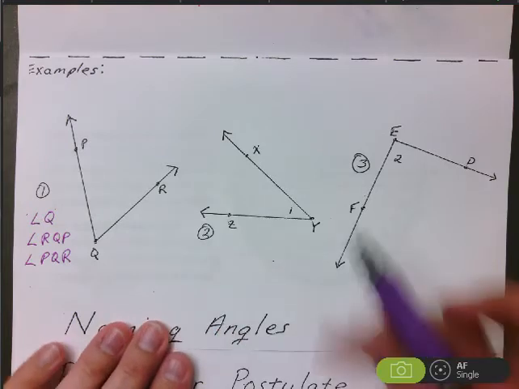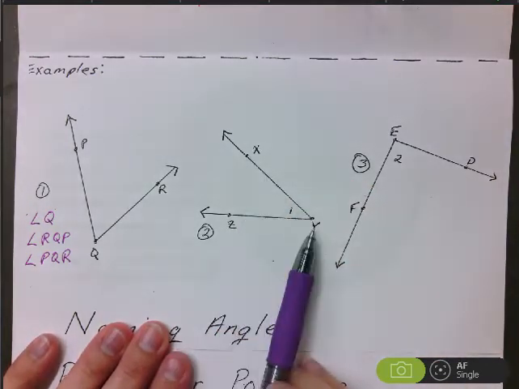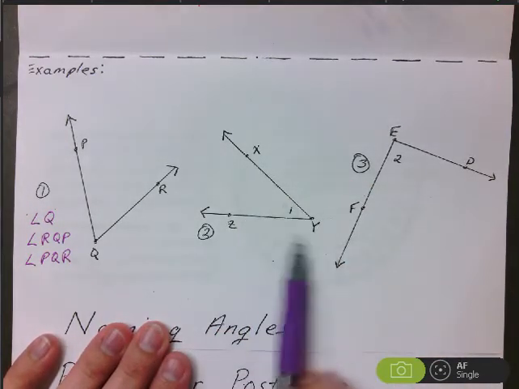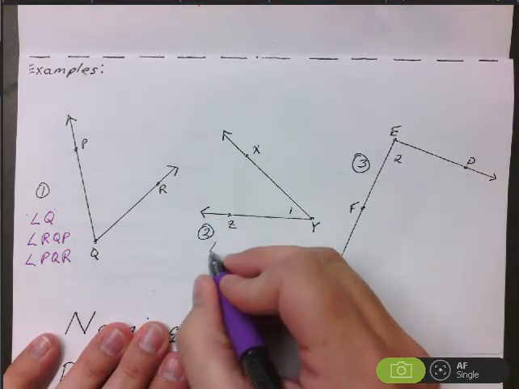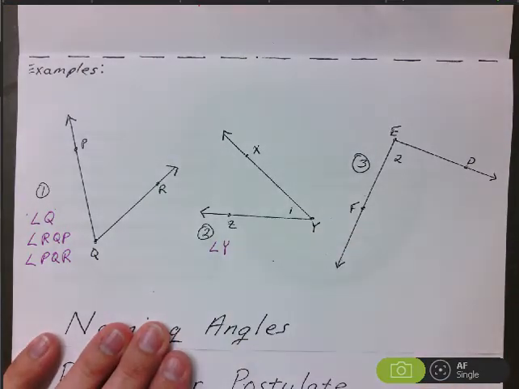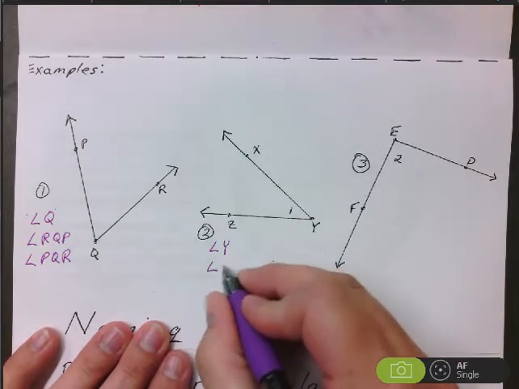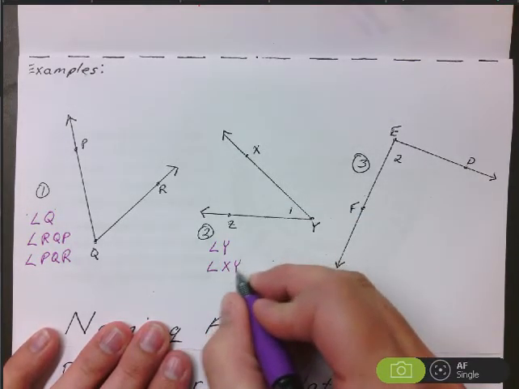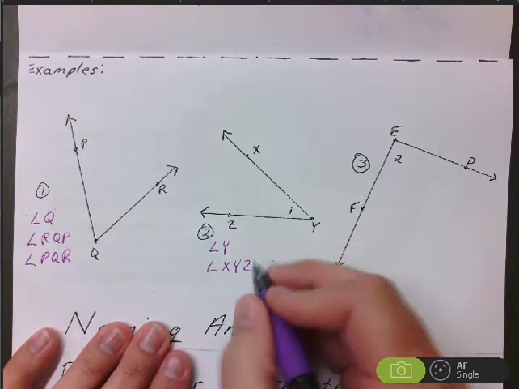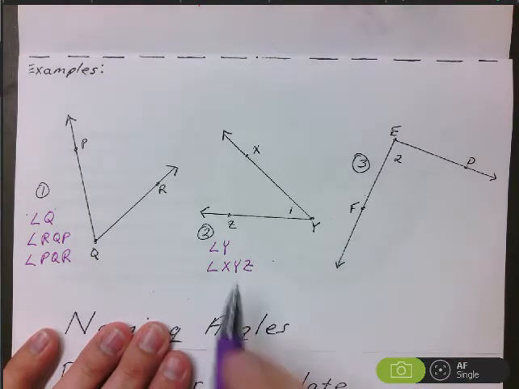We're going to do the same thing. We're going to start by naming it with the vertex. There's only one angle here, so we're going to name this angle Y. The second way was to use those 3 letters again, so we're going to call this angle XYZ. We made sure we put our vertex in the center.